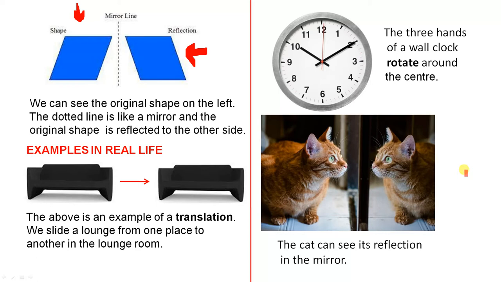The cat can see its reflection in the mirror. So this cat here is looking at itself in the mirror. So there's three good examples of those transformations in everyday life.